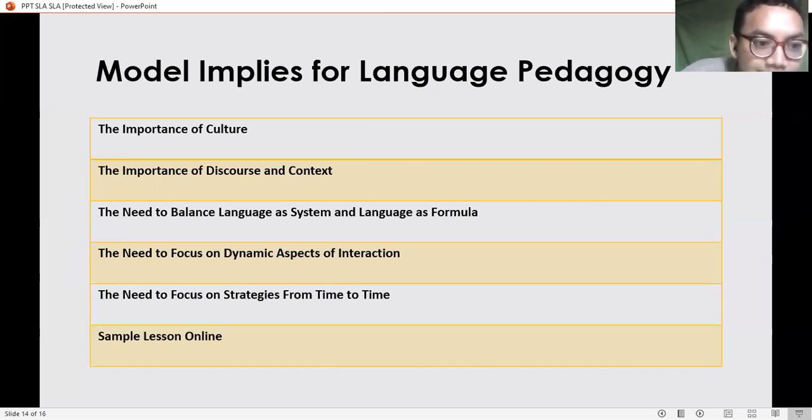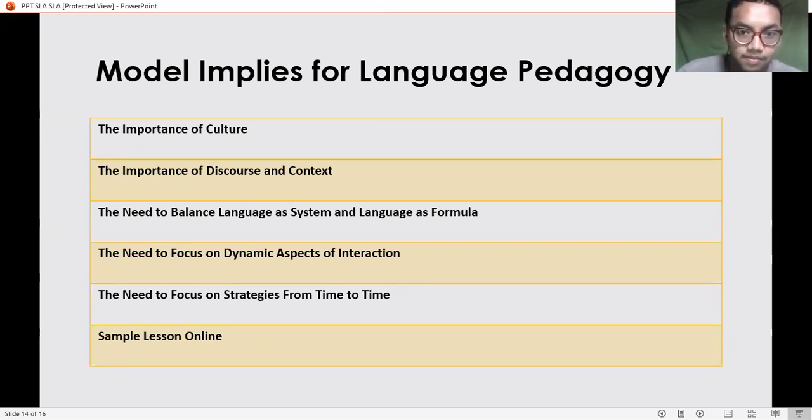Okay, so the next is the need to focus on the dynamic aspect of interaction. Ajay has explained about interactional competence. The dynamic aspect of interaction has a big impact on teaching language. So I think it is important that we understand the dynamic aspect of interaction.